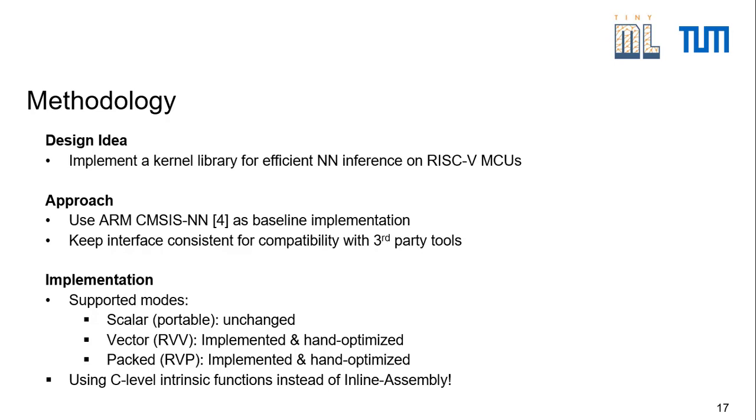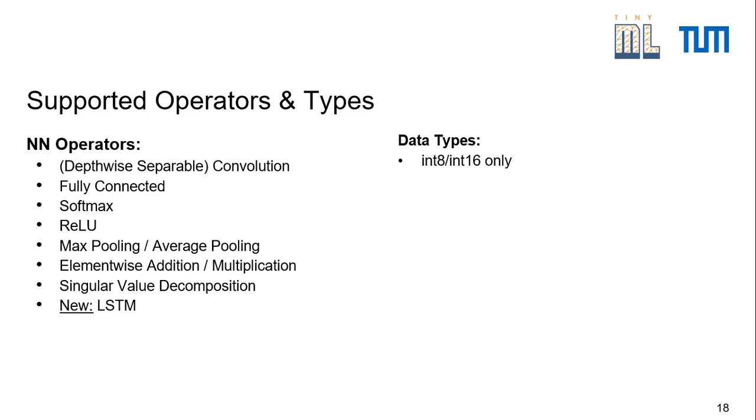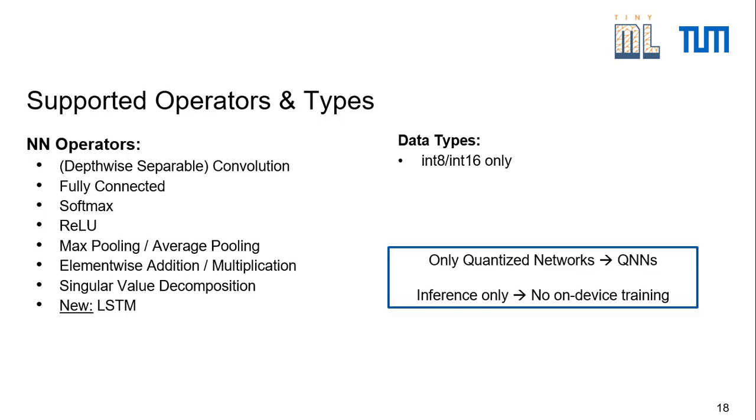We currently support three different modes. The first, scalar mode, is just using the same implementations as used in the scalar version of CMSIS-NN. While for the vector and packed extension, we have added and optimized kernels using C-level intrinsic functions instead of inline assembly calls. The set of operators contains all the common stuff from convolutions, activation functions, pooling, etc., with the recent addition being the support for LSTM networks. Since this is an inference-only and QNN-only library, the only supported data types are 8 or 16-bit integers.